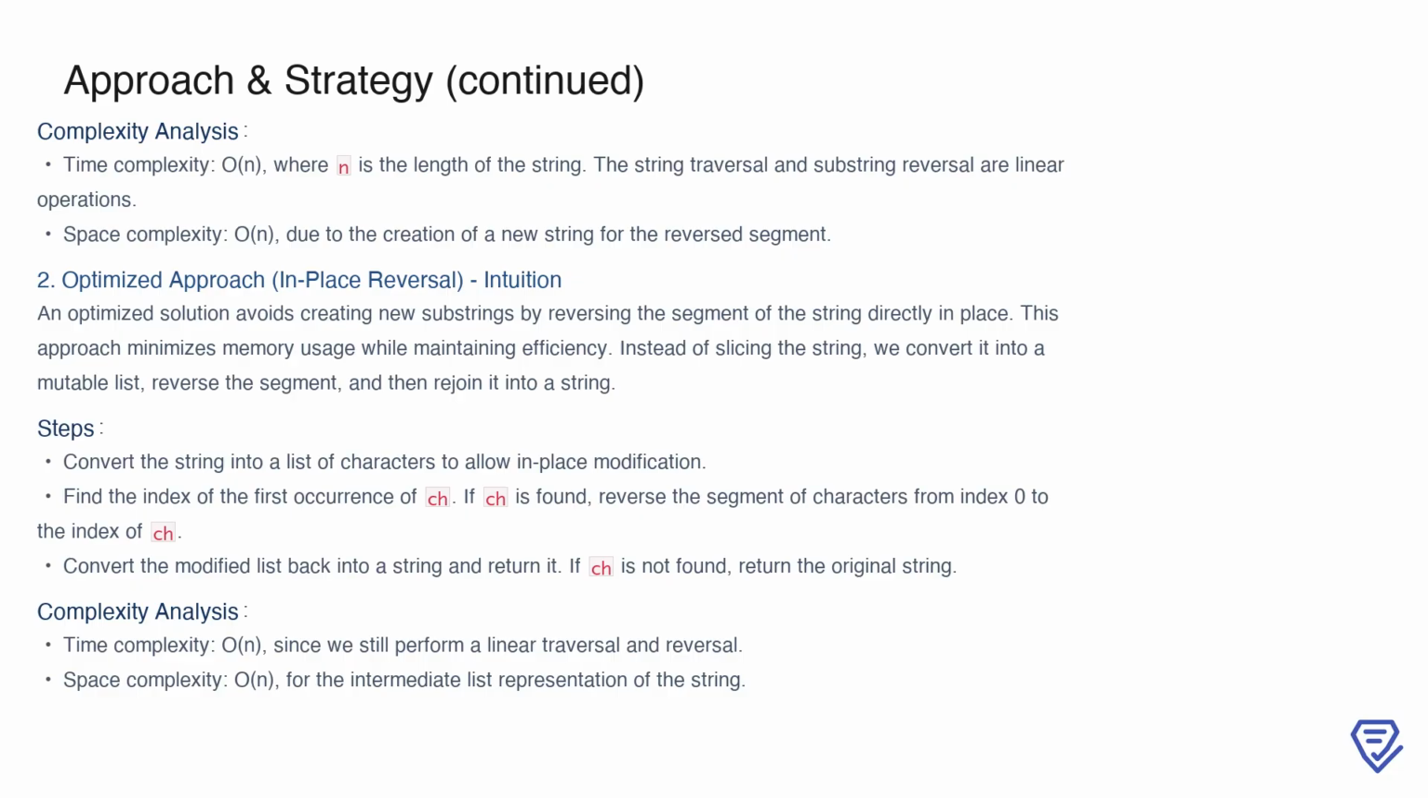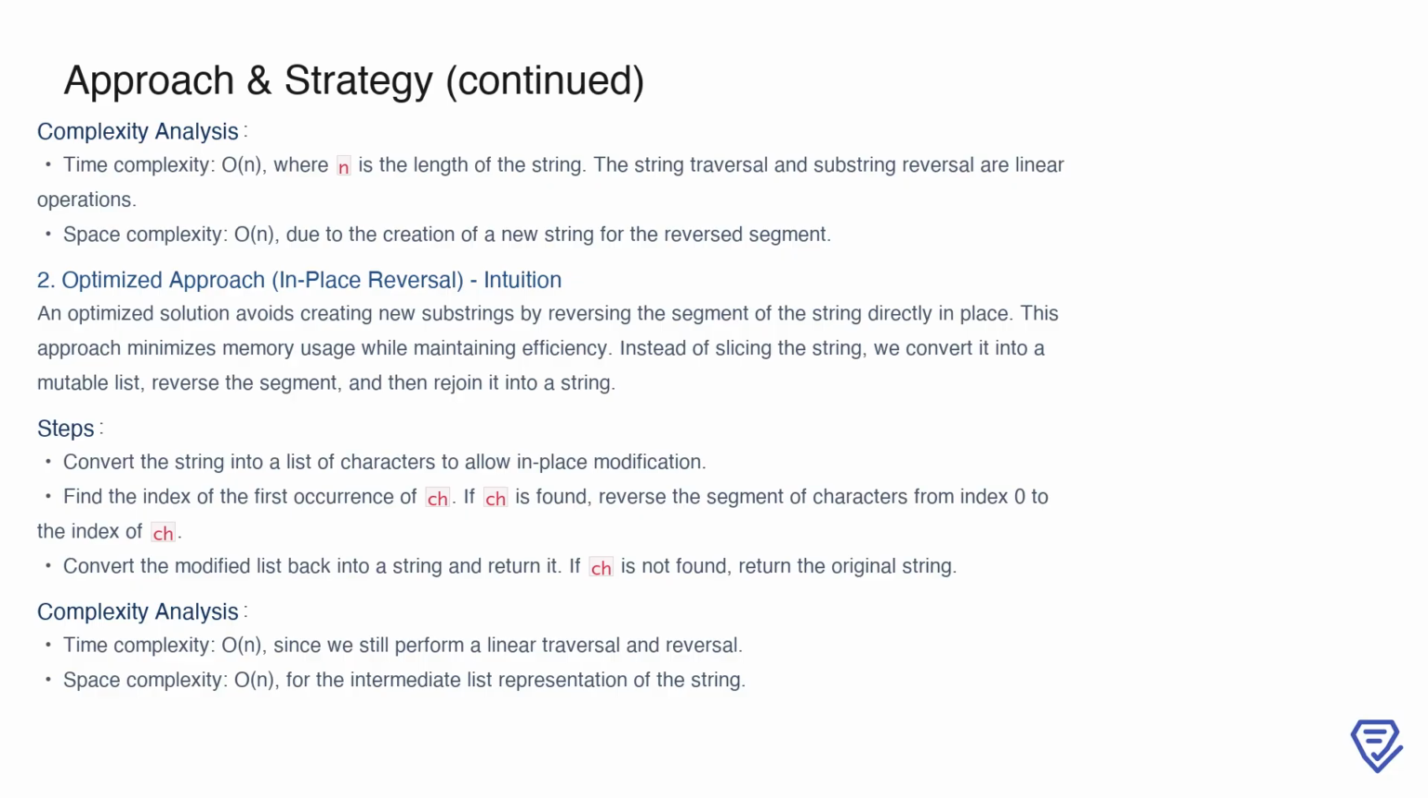The intuition behind this optimized solution is to minimize memory usage by avoiding the creation of new substrings. Instead, we work directly with the string's mutable representation, such as a list of characters. We locate the first occurrence of ch, reverse the segment of the list up to that index directly, and then convert the modified list back into a string. This approach retains the linear time complexity for traversal and reversal but offers improved space efficiency, as the operations are performed directly on the list without additional copies.